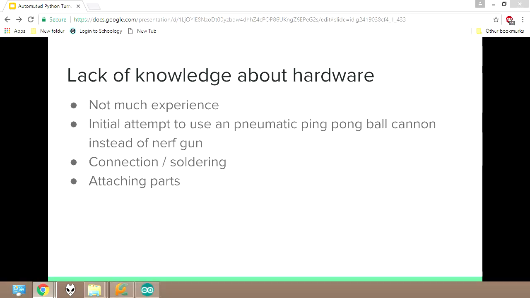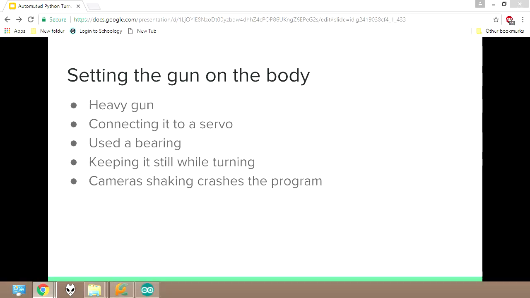But our lack of knowledge about the Arduino and soldering and general electronics also kind of hurt us, but it provided us an opportunity to learn as we went. So it was pretty good in that sense that we had to learn and we had to problem solve, which is, I guess, what this is all really about.